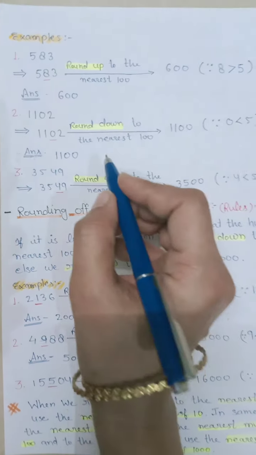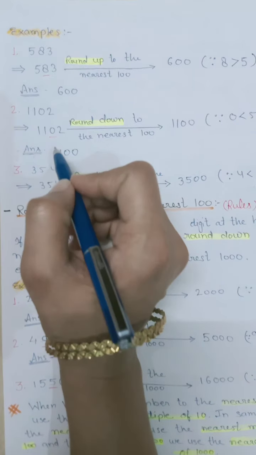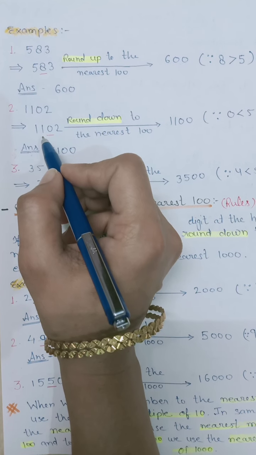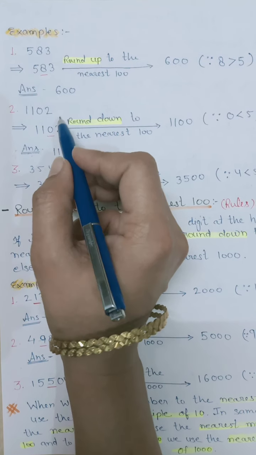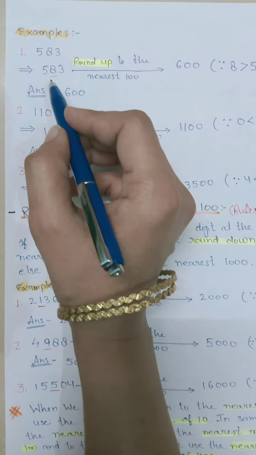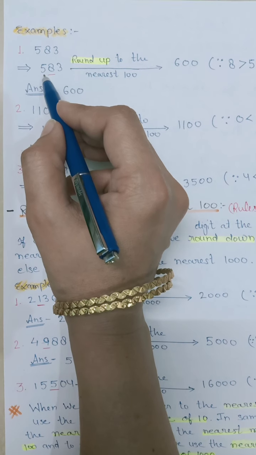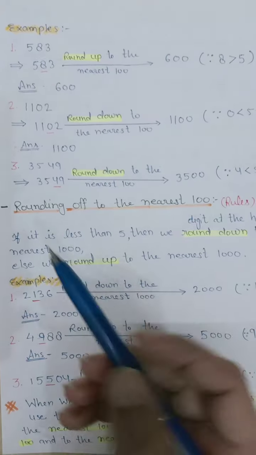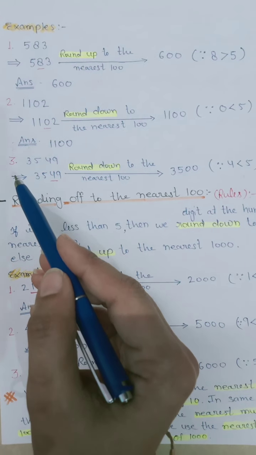Okay. Round down. In a round down, there will be no change in the 100 position. And if there is a round up, then the 100 place increases by one. Okay students, now come to example number 3.